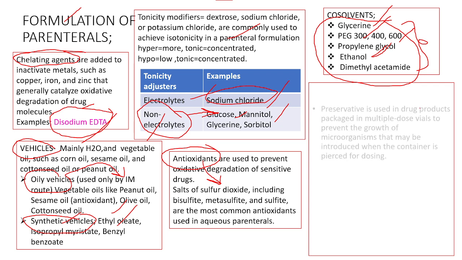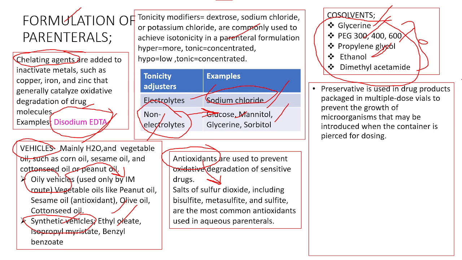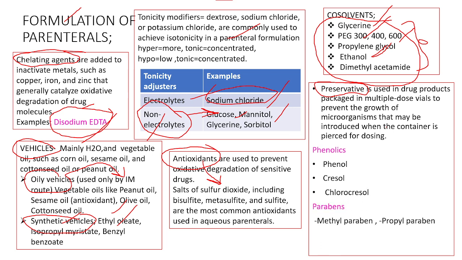Next one is preservatives. These preservatives are majorly used in multiple-dose forms like vials but not used in ampoules. Ampoules are just for single use, but vials are for multiple use. Examples are phenolics like phenol, cresol and chlorocresol. Next, parabens, methyl paraben and propyl paraben. Next, quaternary ammonium compounds like benzalkonium chloride. All these are used as preservatives.